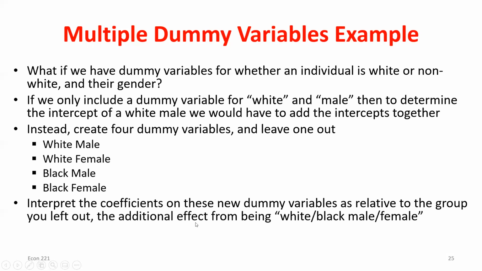Okay? So then we can interpret all these coefficients as relative to whatever group I leave out. I have to choose one of these, right? Probably what makes the most sense, if we know anything about gender and race wage differentials, is to leave out the white male category, and now it's relative to that white male, what's the wage disparity that exists from belonging to one of these other categories. Right? So we can start to answer some pretty interesting questions using these dummy variables. Okay?